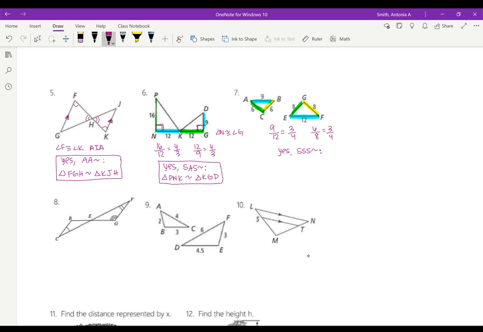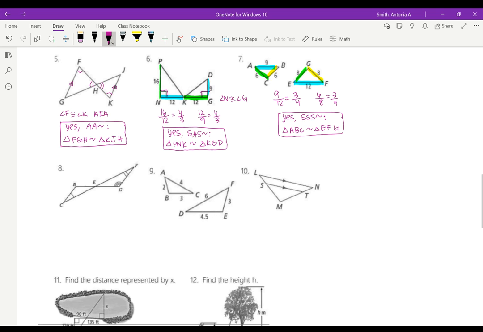And my similarity statement, triangle ABC, is similar to triangle. And how do I match my angles here? Well, I want to match the corners of my colors pretty much. So angle A is between the green and the blue. So that's angle E on my other triangle. B is between blue and yellow, F, and then G. Okay.